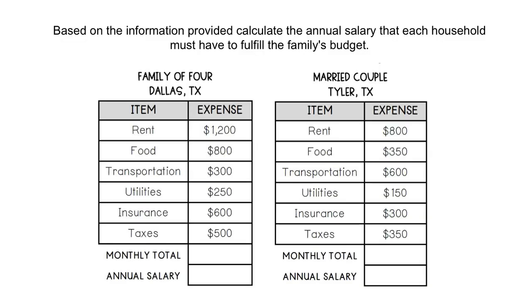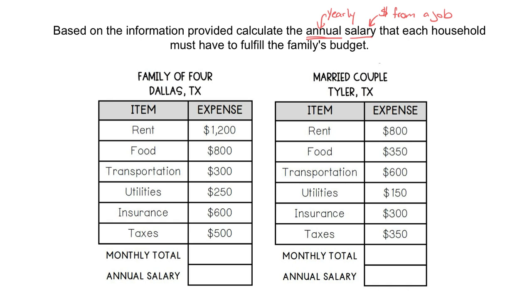So we're going to look at this information here and figure out what somebody's salary needs to be. Remember, salary is how much money you're going to make from a job. Based on the information provided, calculate the annual salary that each household must have to fulfill the family's budget. Remember the word annual right here. This means yearly. And salary is money from a job.